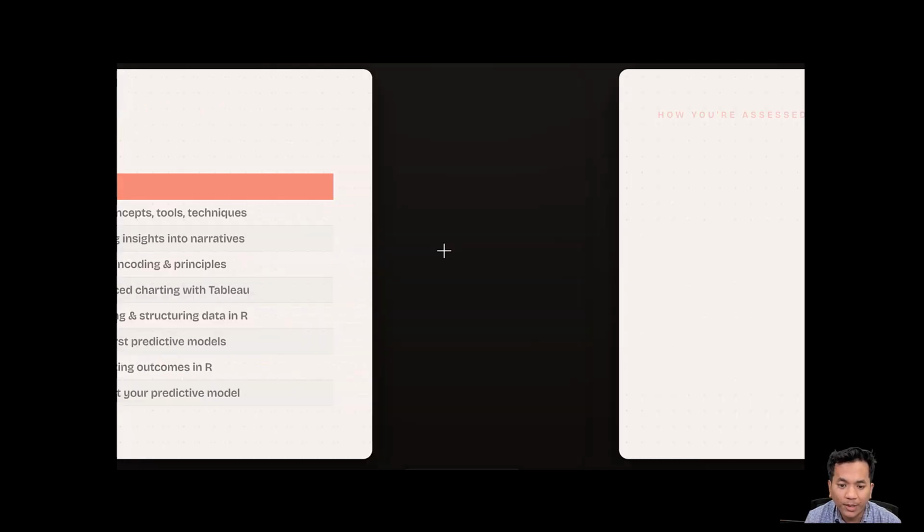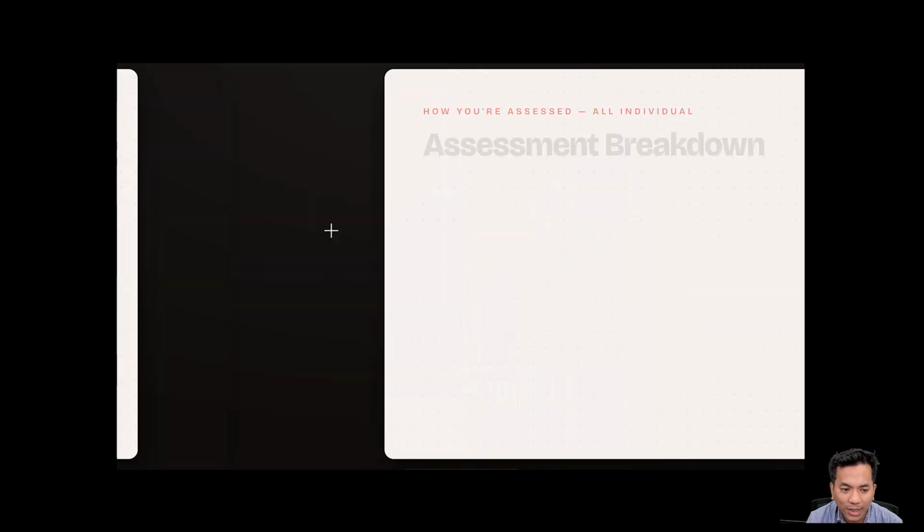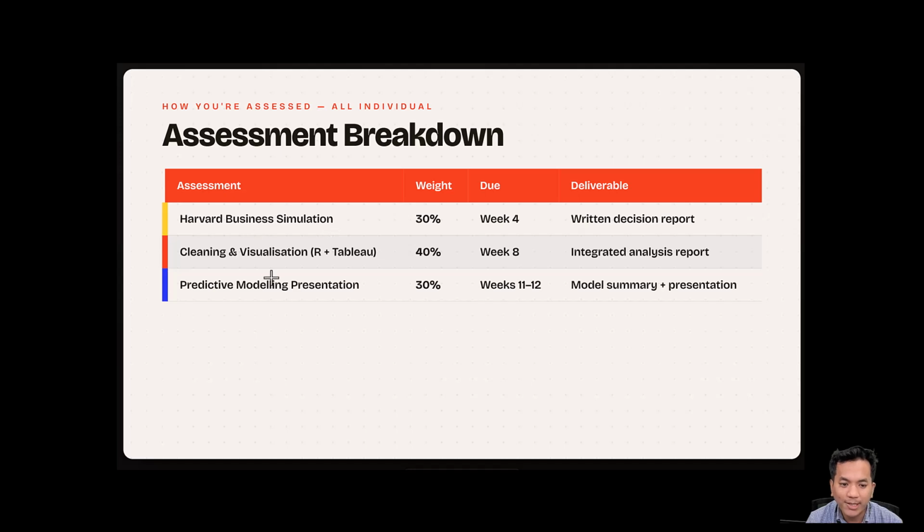All right, so if you notice in here, we have different colors of borders. The reason why is because each of the borders represents one of the assessments. So you have 3 assessments. Two of them are written reports, and one of them is a presentation.